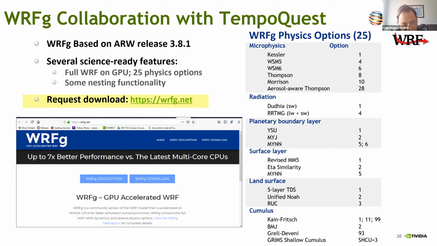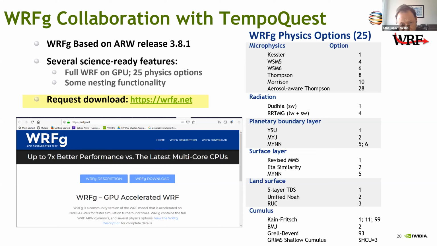This model is still based on the development of ARW release 3.8.1, so Advanced Research WRF dynamical core. 25 physics features, which you see listed there. And it's a collaboration between NVIDIA and an organization called TempoQuest, which is commercial. Although we have developed together this WRFg, it's called, a community model. You can download and run this without any cost, but it would only be downloaded in the form of an executable that you could test. But it's ready to test if you're interested in what you might be able to achieve and results.